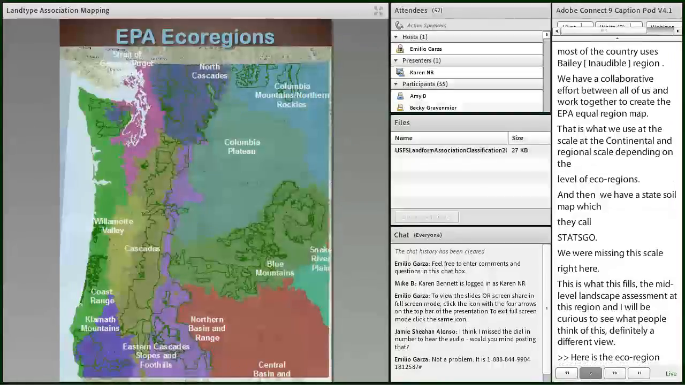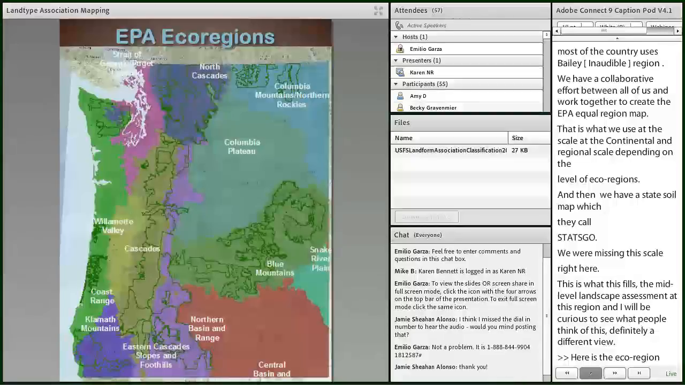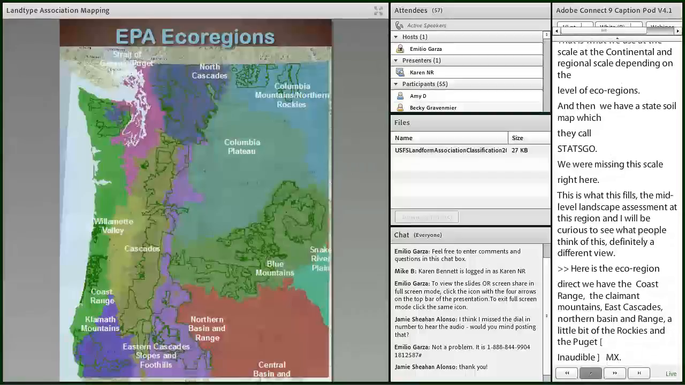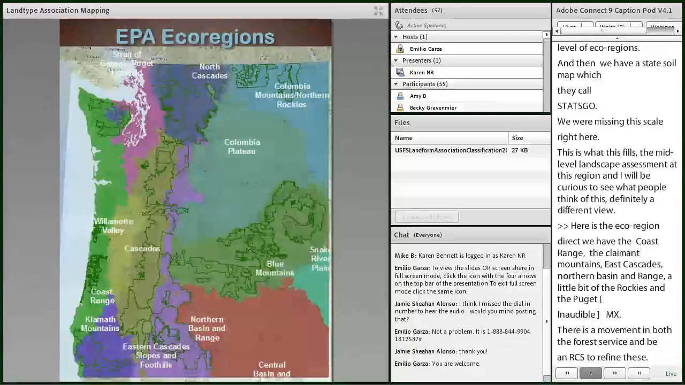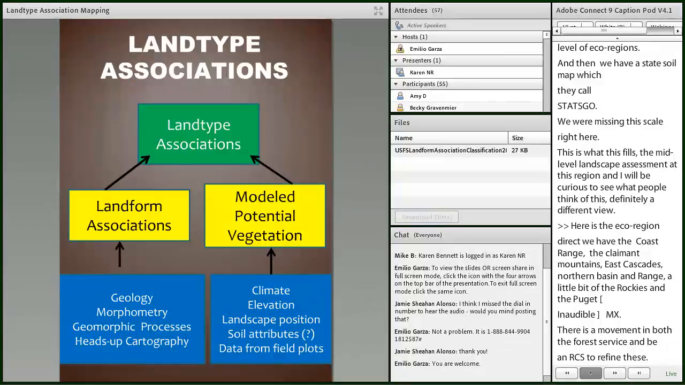So the Klamath Mountains, West Cascades, East Cascades, Blue Mountains, Northern Basin and Range, Columbia Plateau, a little bit of the Rockies poking in here, North Cascades, and the Puget Lowlands. So those are our organizing ecoregions. There's a movement afoot in both the Forest Service and the NRCS to refine these, and that's probably going to happen over the next 3 years, I would say. And some of the information you'll see today will feed that change.